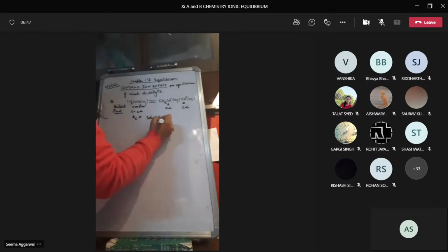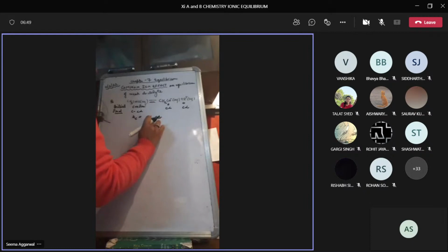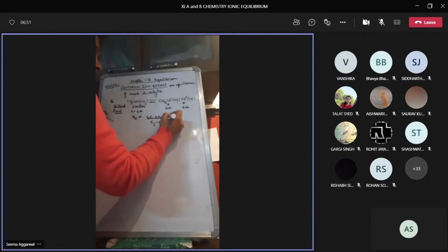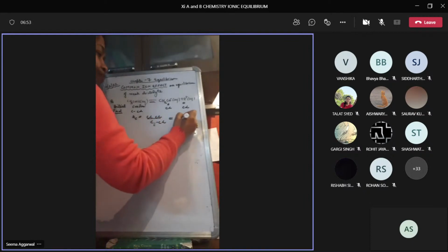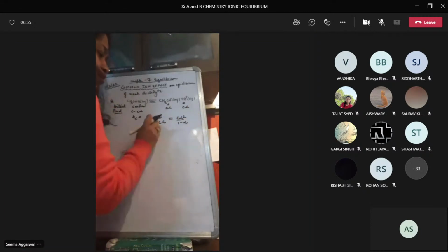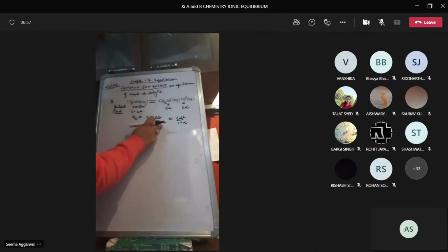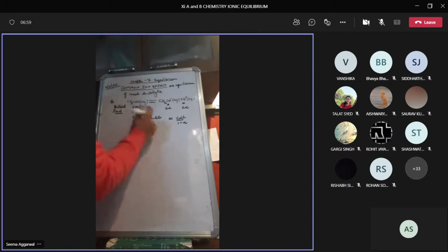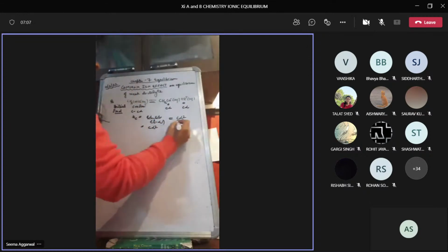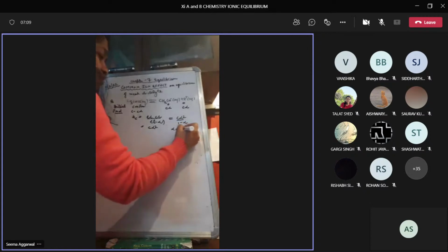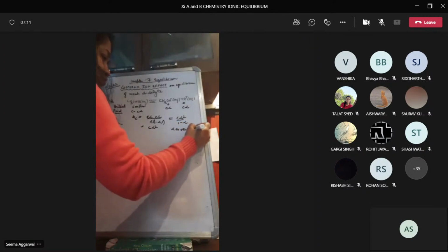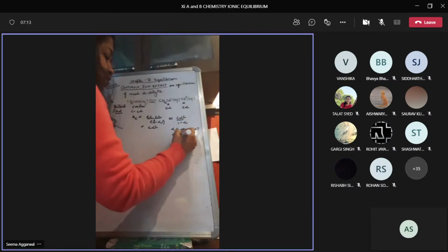Yes. Just C, what you got, C minus C alpha. I will take C common, so it becomes C into 1 minus alpha. So C will get cancelled, and Kc is C alpha square upon 1 minus alpha. And generally, as I have told you, alpha is very small as compared to 1.